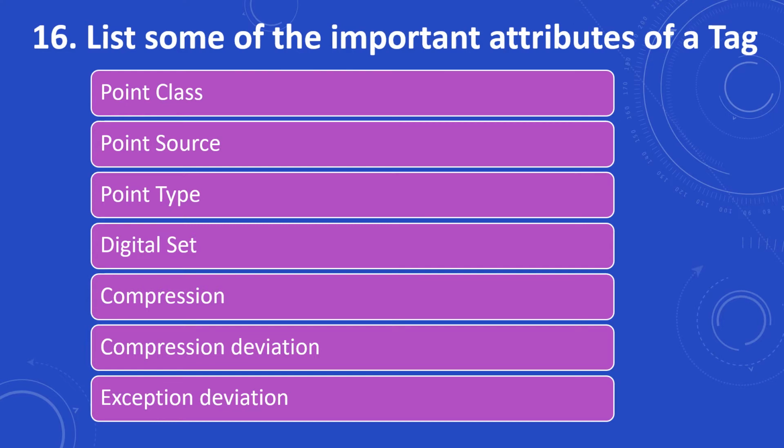List some of the important attributes of a tag. There are more than 50 attributes for a PI tag. Some of the important attributes you can list are point class, point source, point type, digital state, compression, compression deviation, exception deviation, and so forth.